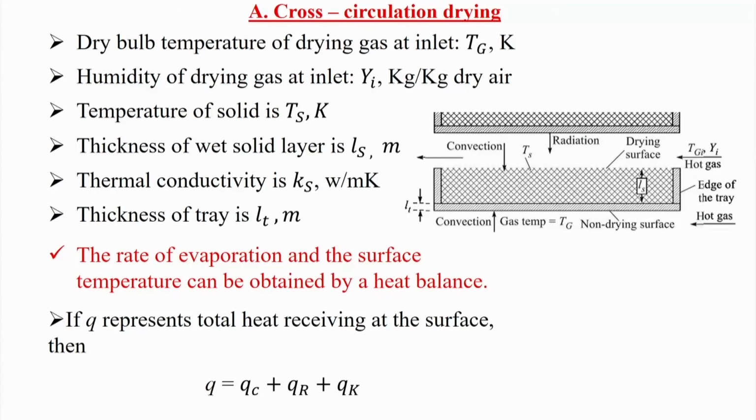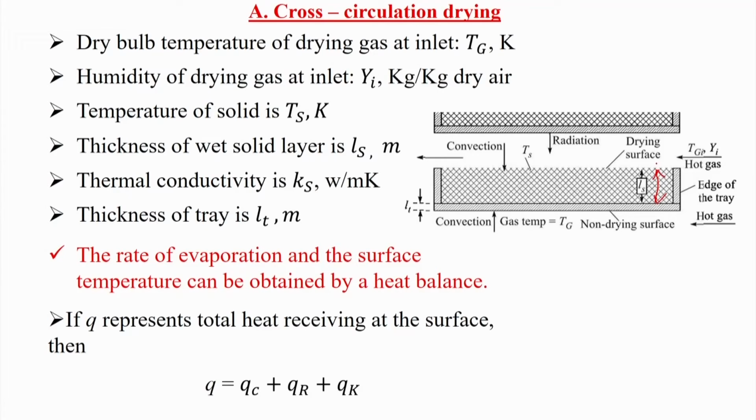Okay. The dry bulb temperature of the drying gas at the inlet is T g, in Kelvin. The humidity of the drying gas at the inlet is Y I, in kg moisture per kg dry air. The temperature of the solid, in the beginning, we take as T s, and the thickness of the wet solid layer is L s. The thermal conductivity of the metal is K s, and the thickness of the tray is L t.